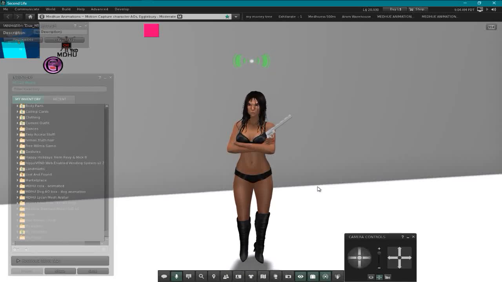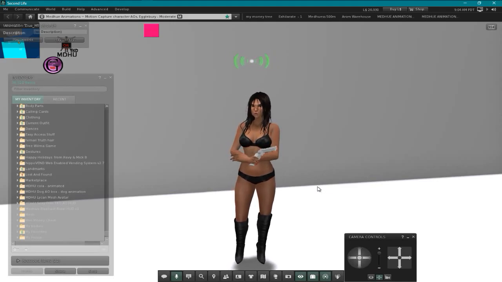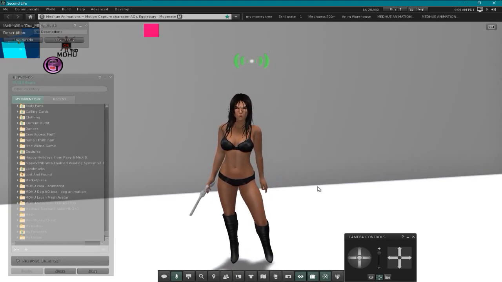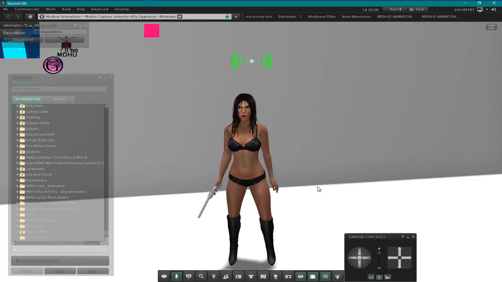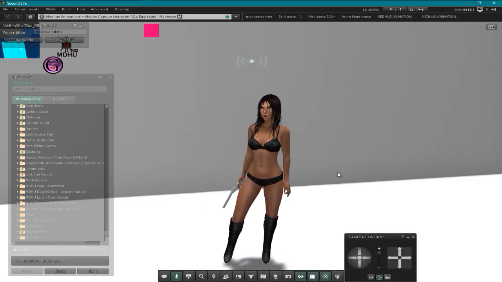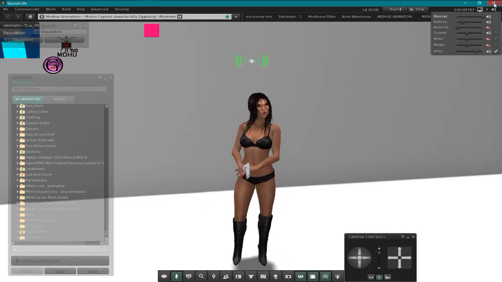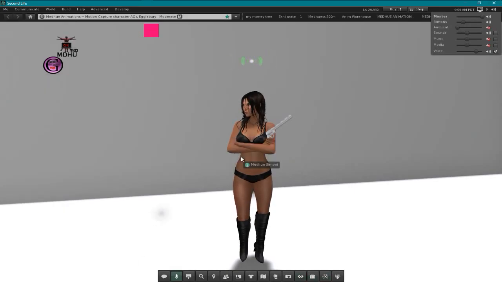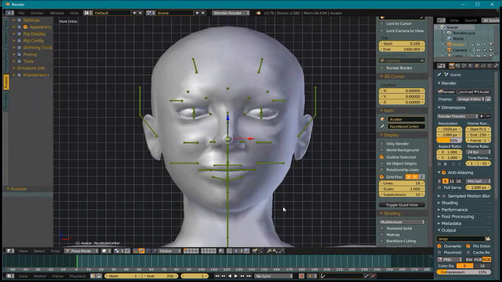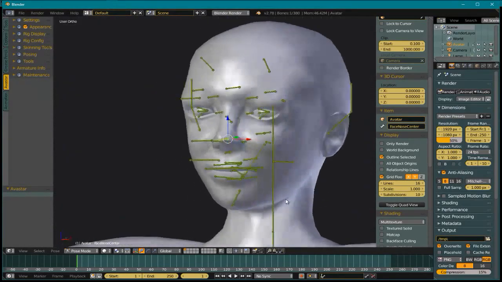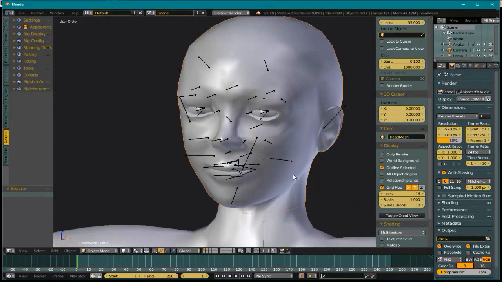Today we're talking about bento heads and things that you might want to think about before you create a bento head. I'm not going to actually do a tutorial today. We're just going to talk about bento heads before you actually start modeling it. So let me log out of Second Life here and go into Blender. Okay, so we have the default head here.